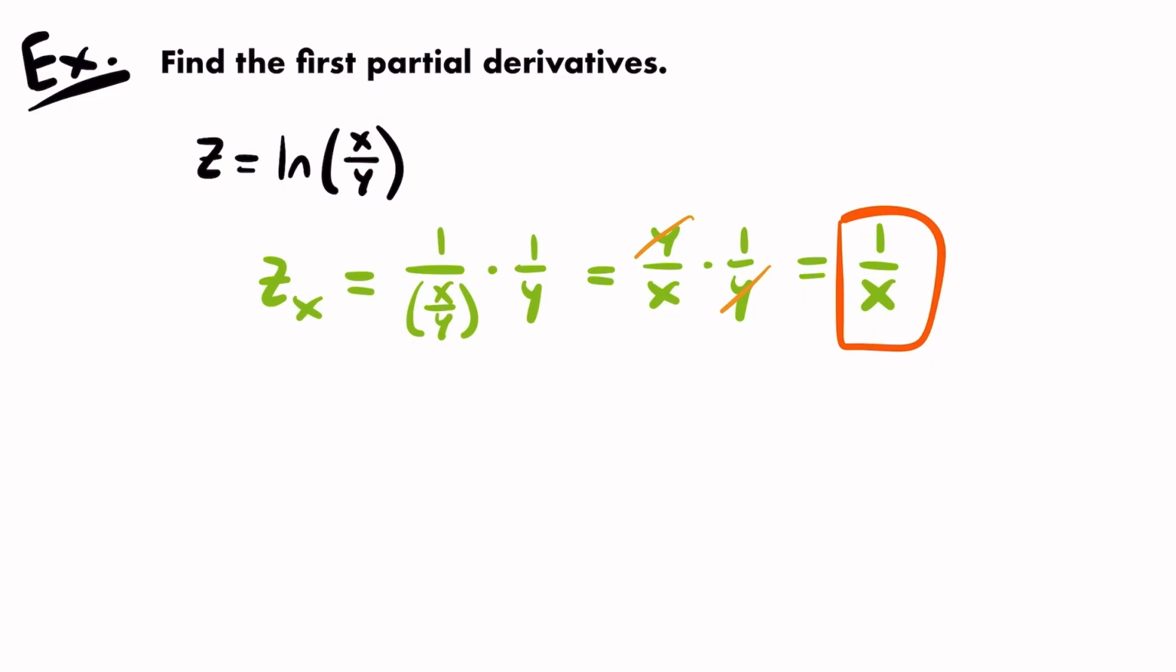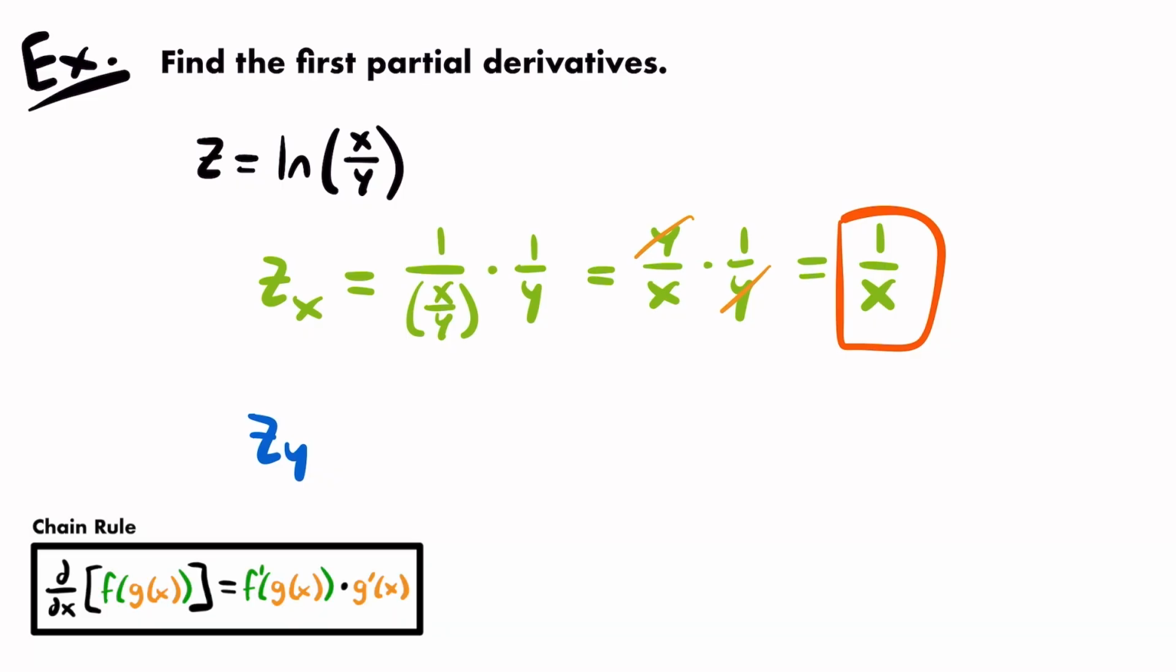All right, now let's find z sub y, or zy, the partial derivative with respect to y for this function. We once again will need to use the chain rule because we have an outside function of the natural log and an inside function of x divided by y. So let's do that here.